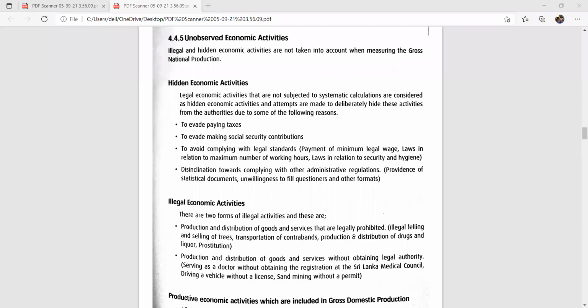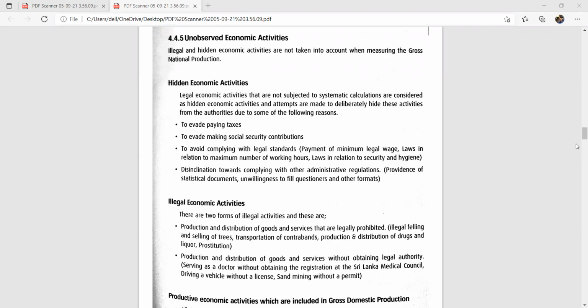Today's lesson is about unobserved economic activities. Now, we were discussing macroeconomics, simply the way of recognizing countries' overall production. There are two types of unobserved economic activities. One is hidden economic activity. It is a sort of event that participants deliberately hide from authorities.